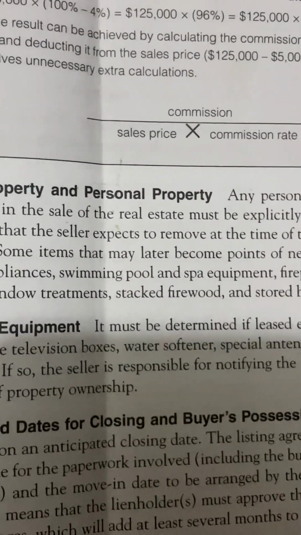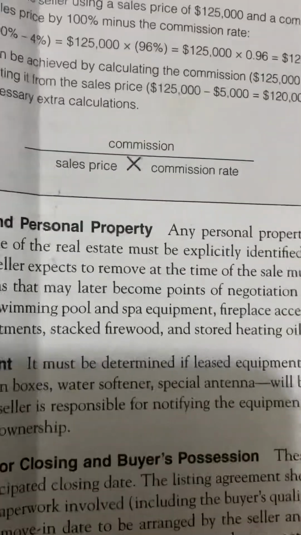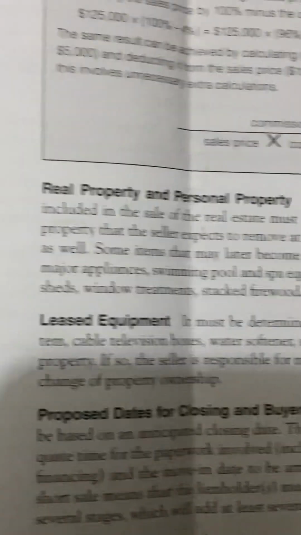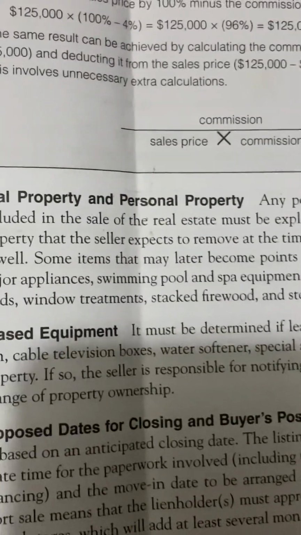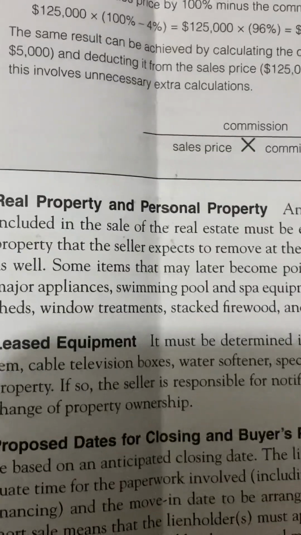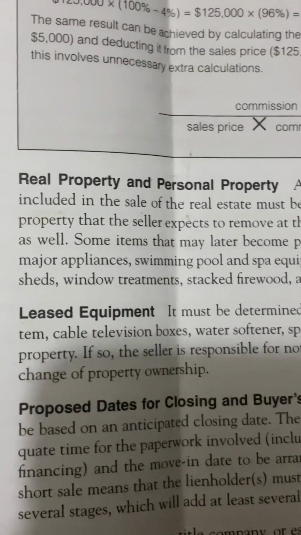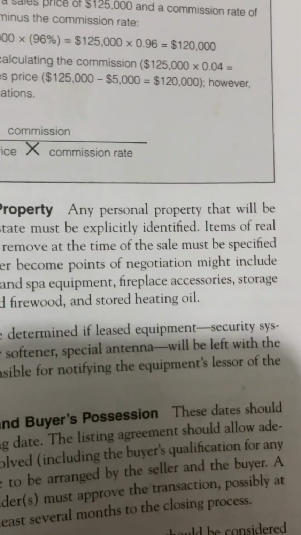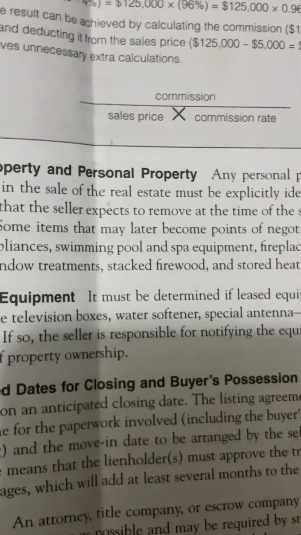Real property and personal property. Any personal property that will be included in the sale of the real estate must be explicitly identified. Items of real property that the seller expects to remove at the time of the sale must be specified as well. Some items that may later become points of negotiation might include major appliances, swimming pool and spa equipment, fireplace accessories, storage sheds, window treatments, stacked firewood, and stored heating oil.